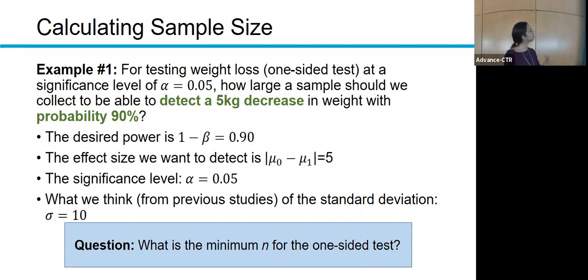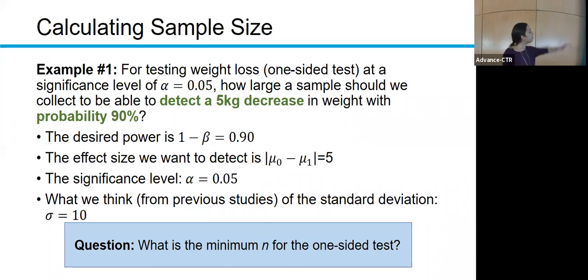So just to go through a couple of examples. Our first example is that we're testing for weight loss, and we're going to be conducting a one-sided test. The significance level that we want is 0.05, and we're trying to determine how large of a sample we should collect to detect a 5-kilogram decrease in weight with probability 90%. In this case, we are able to specify the effect size because, as mentioned in the question, we want to detect whether there has been a 5-kilogram decrease in weight.